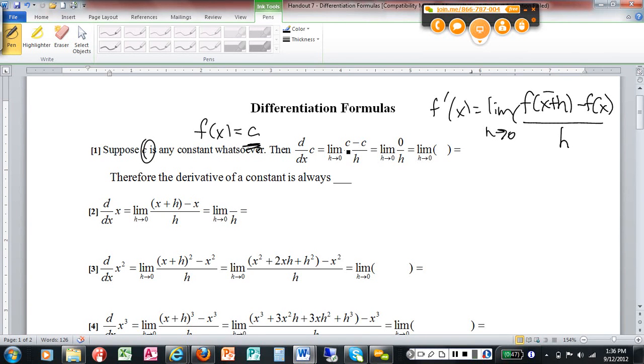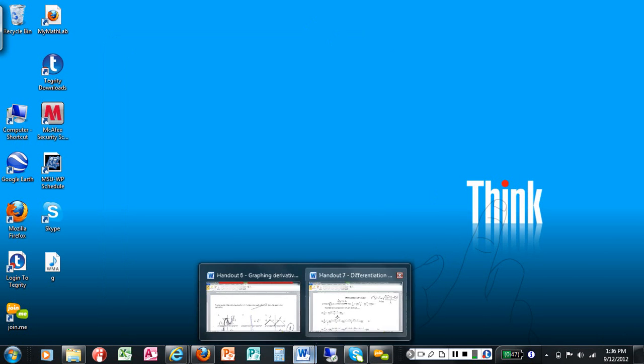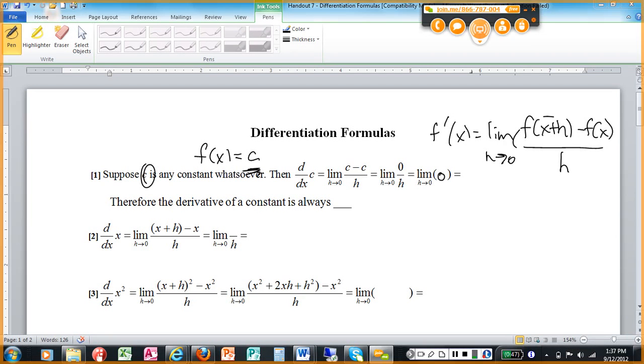Well, f of x plus h is c, right? There's nothing to plug x plus h into. It's always constant. f of x is also c, isn't it? Because there's nothing to plug in. c minus c is on top over h. Well, what is c minus c over h? 0 over h, which is 0. What's the limit as h approaches 0 of 0? It would be 0, wouldn't it? Therefore, the derivative of a constant is always 0.